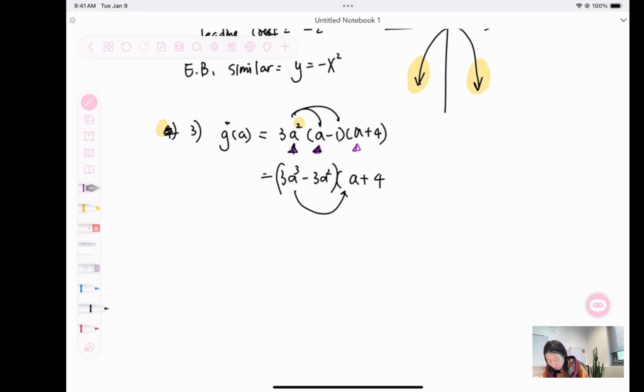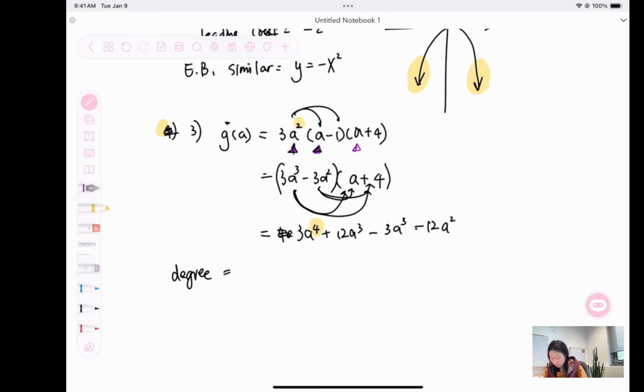And then we use FOIL. We have 3a to the 4th plus 12a cubed minus 3a cubed, and then the last one is minus 12a squared. Look, as what we predicted. So the degree would be the highest power, which equals 4. And then the leading term is 3a to the 4th.